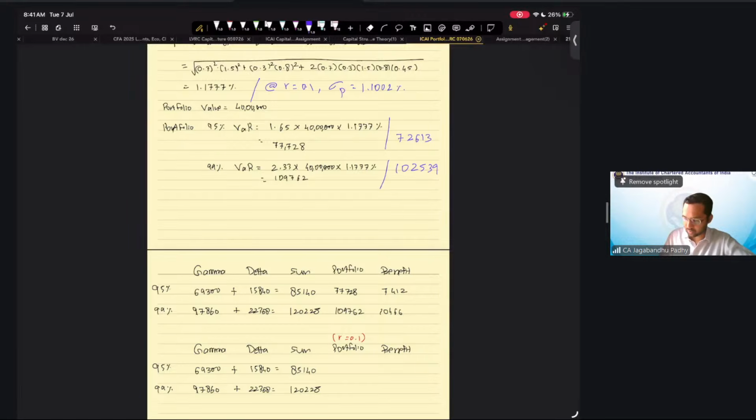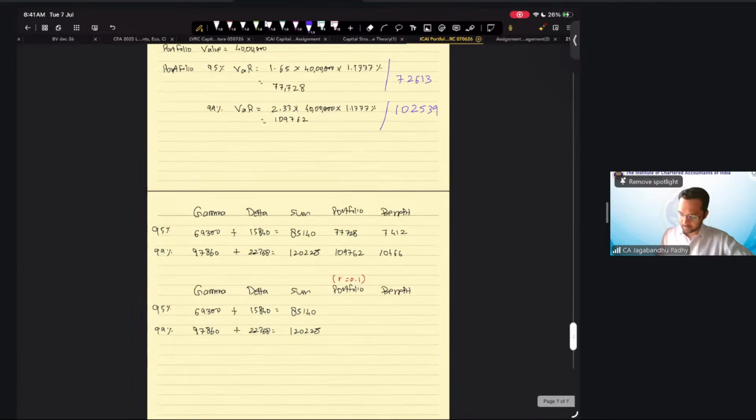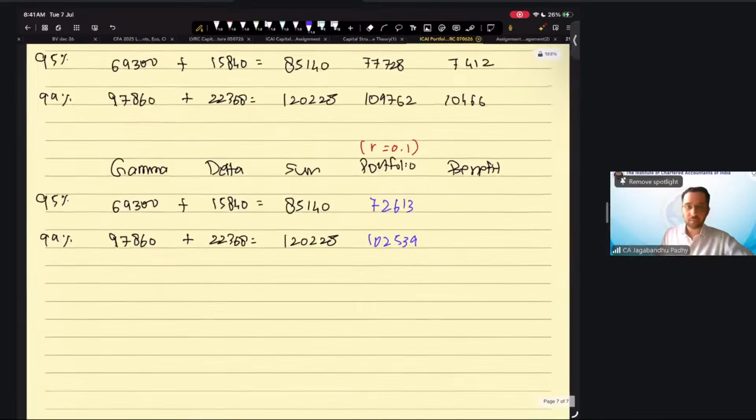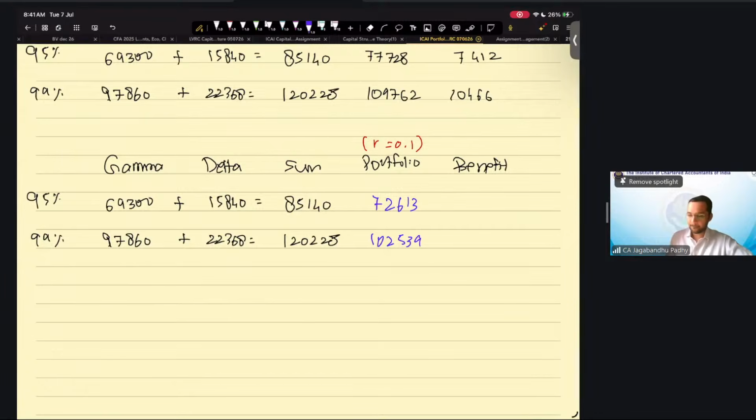Okay, 1,02,539. So now we have these portfolio numbers. Here we have 72,613 and 1,02,539. So what is the benefit? 72,613 and 85,140. In the first case, the benefit is 12,527. And in the second case, it's 17,689.